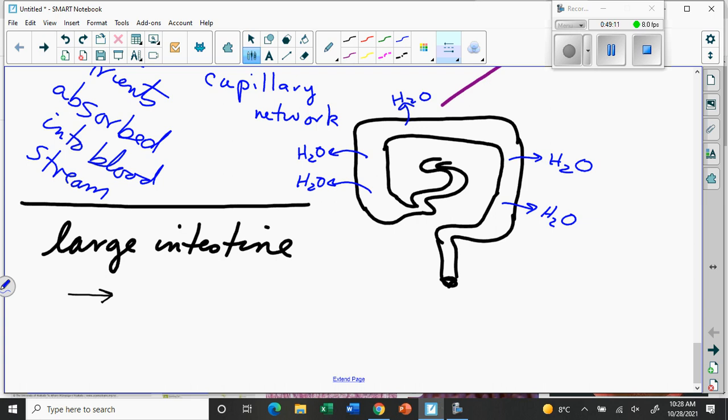So the purpose of the large intestine, or the colon, one of its main purposes is to suck back some of the water that we have used for digestion, to save on water. So it reclaims water by pulling it back into the bloodstream.